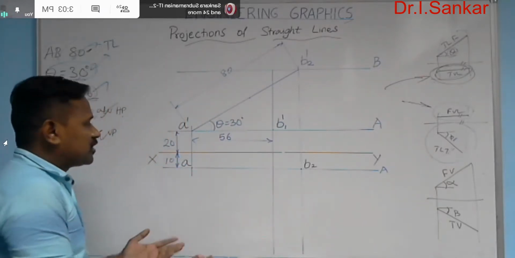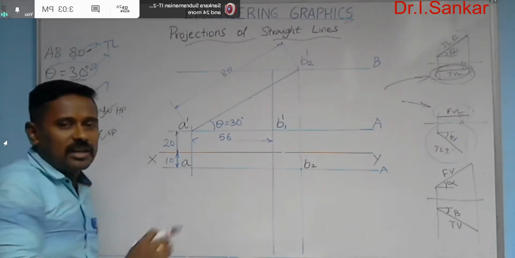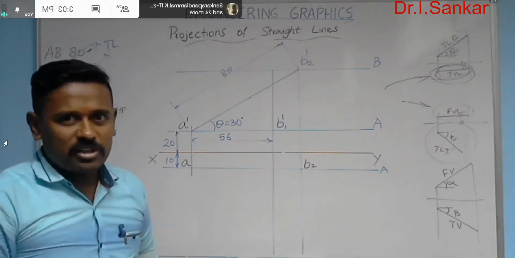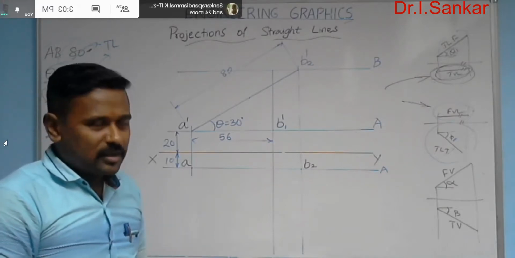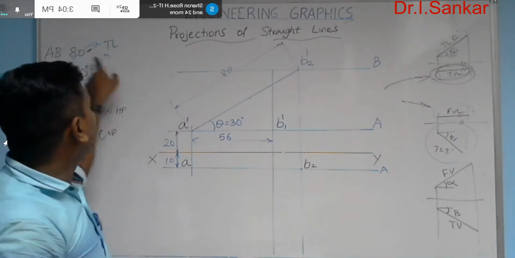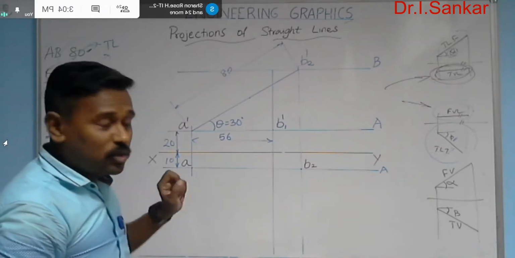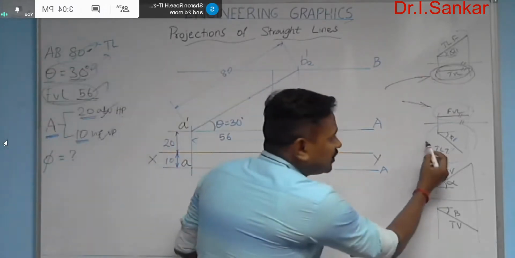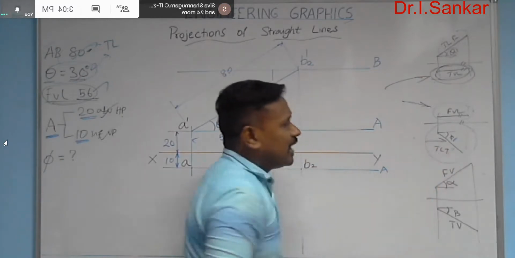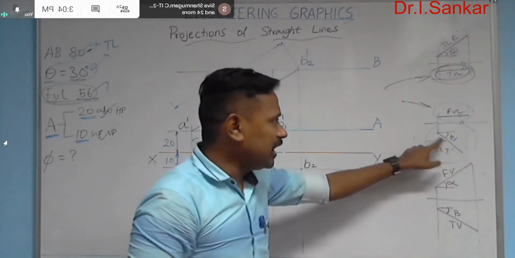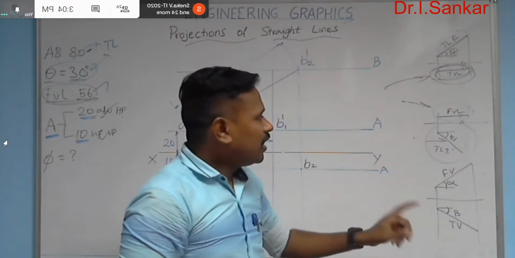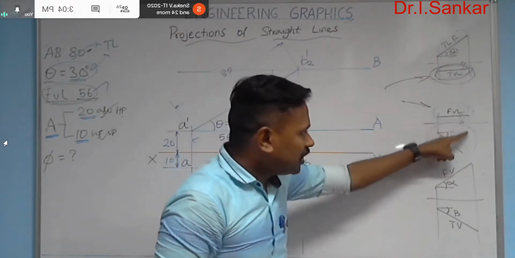But unfortunately, you are not provided with the angle phi. But you have the true length, that is 80 mm. The length of this true length line is given as 80 mm. We have that 80 mm length, and in addition we have the projector.